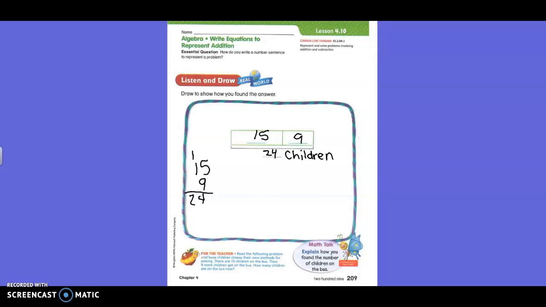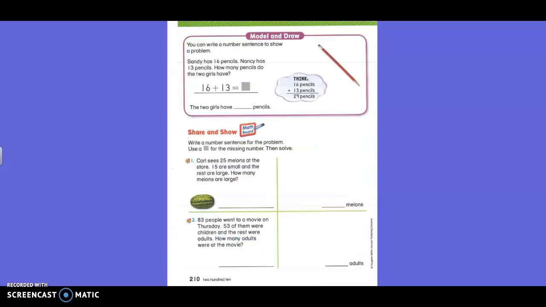All right, next page, if you're all ready with that. Okay, model and draw. Let's read the directions. You can write a number sentence to show a problem. Okay, let's read the problem. Sandy has 16 pencils. Nancy has 13 pencils. How many pencils do the 2 girls have? So they're writing it as a number sentence.